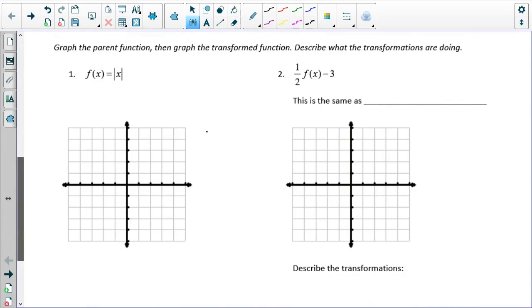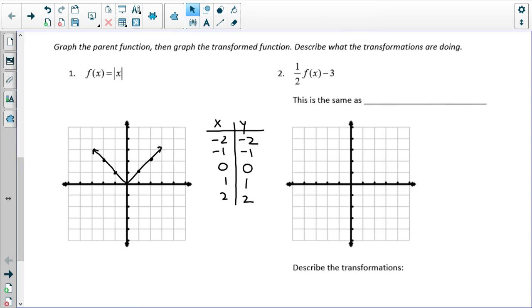So y equals the absolute value of x. If I remember what this looks like, I'm going to just plot some points. So it looks like a V. We remember this from yesterday, hopefully.